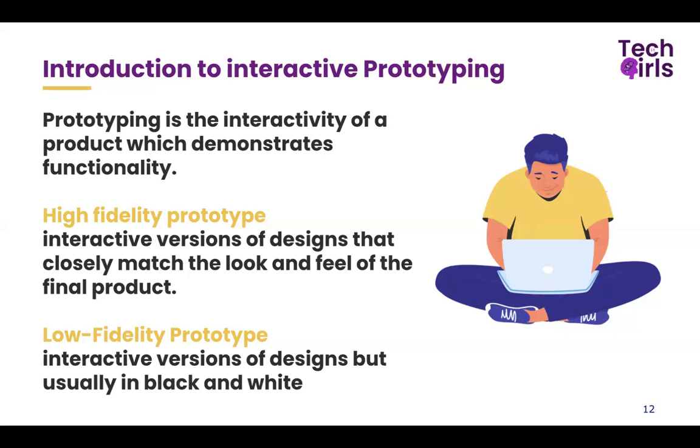Then in our last class, we looked at mock-up. Mock-up is static, okay? The design is fine, but it's just static. It's in one place. You've been able to design it, but it's not moving. But when you now add interactivity to a design, that's when we now have prototype. Prototyping is the interactivity of the product, which demonstrates functionality. So it shows that your product is functional. Is that clear?